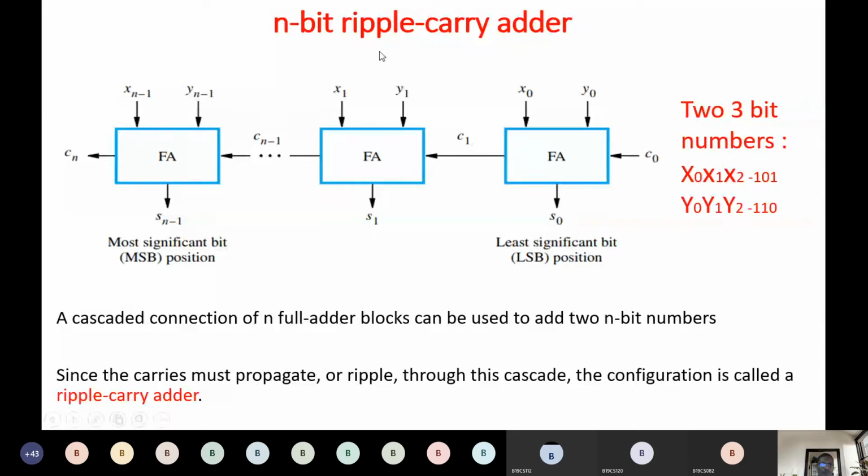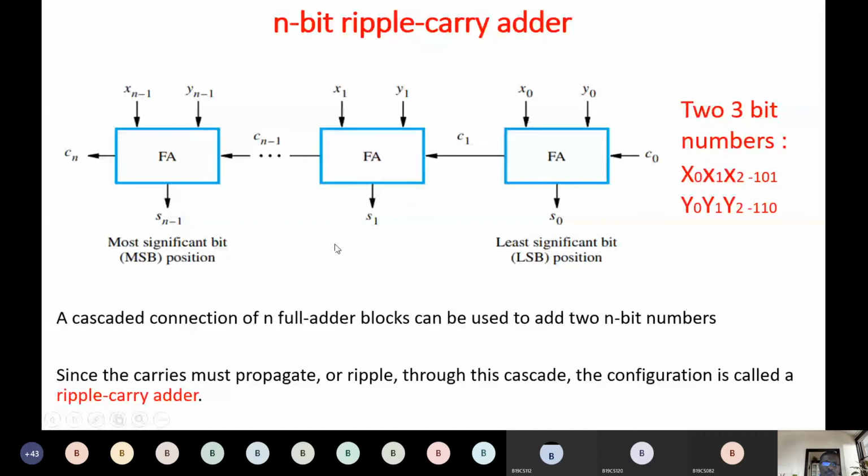Here you can see the carries are propagating from one full adder to another full adder, right? That's why we call it a ripple. So you can see carries must propagate, or we can say ripple. That's why we call this an n-bit ripple carry adder.